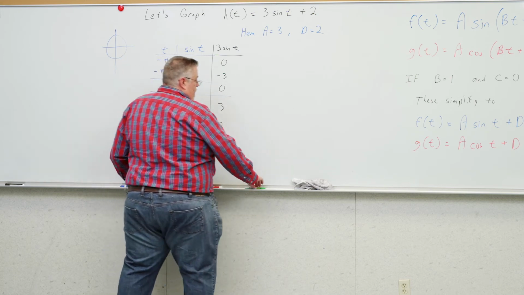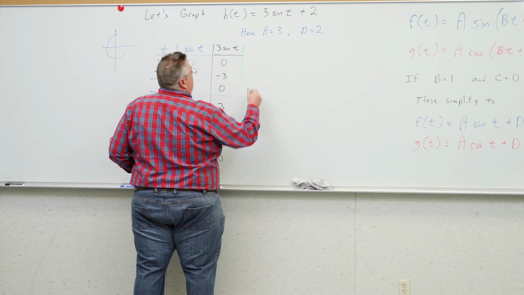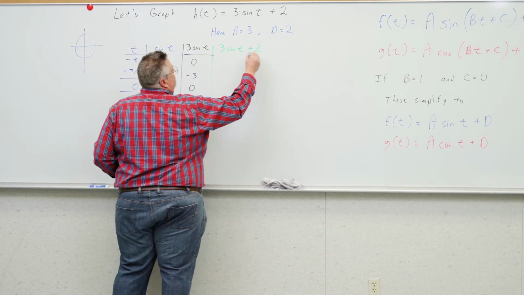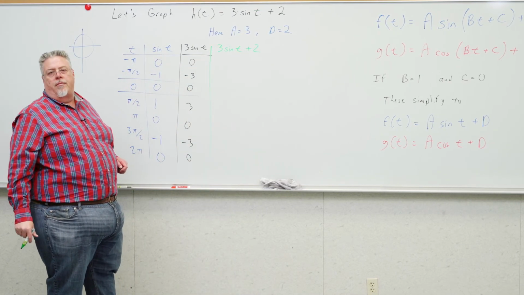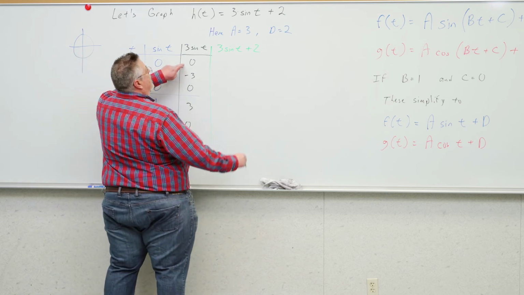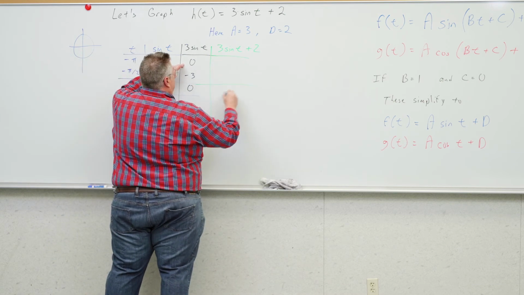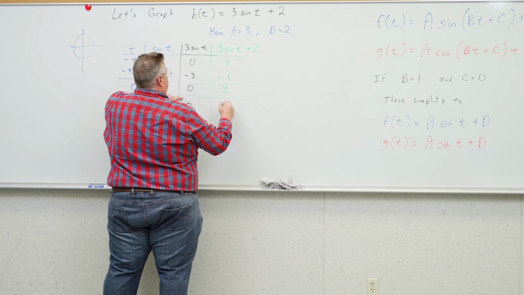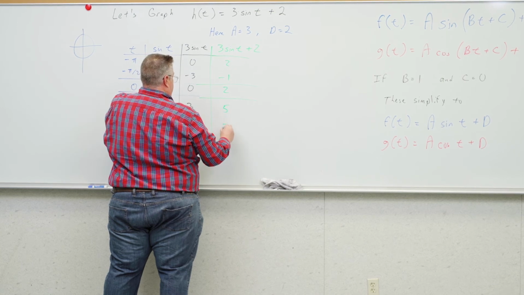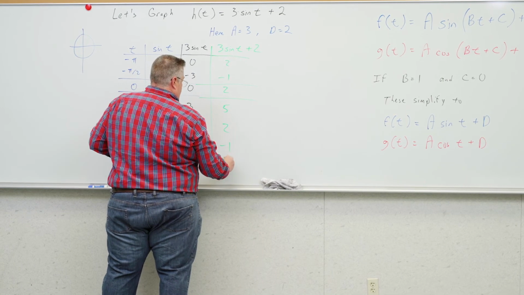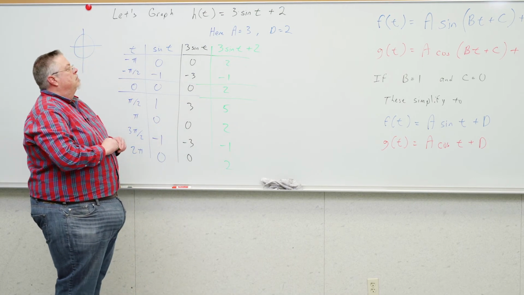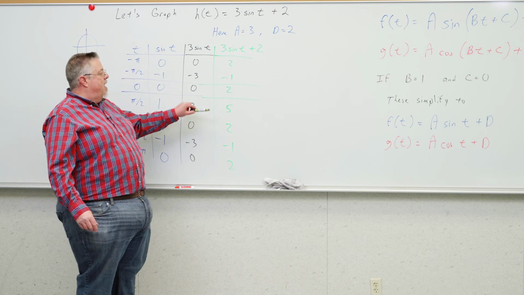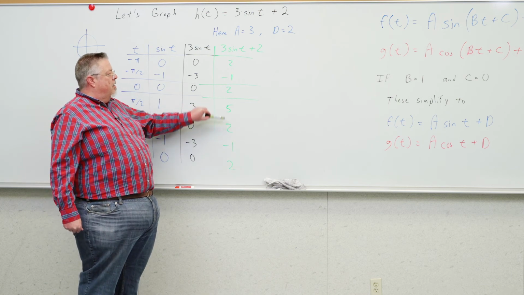And then finally, here's what I'm after. I'm after 3 sine of t plus 2. Is the green showing up okay on the camera? Okay. So I'm going to add 2 to all of these and get 2, negative 1, 2, 5, 2, negative 1, and 2. So what's my graph look like? Biggest value for y is 5. Smallest is negative 1.